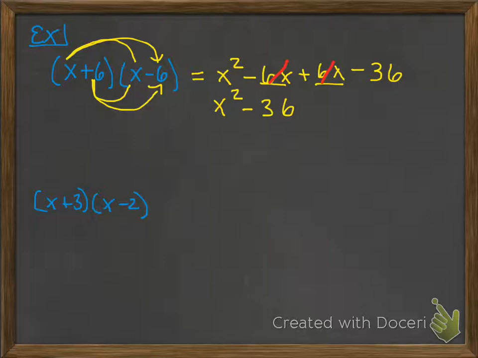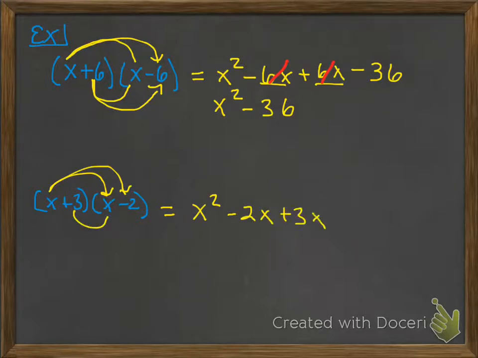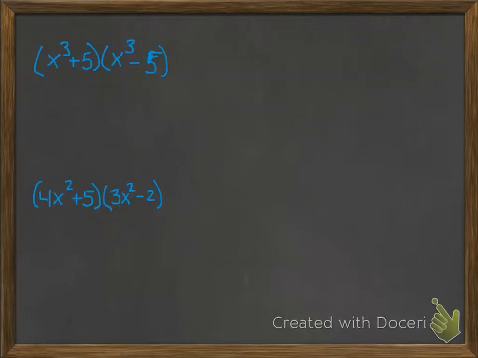Okay, we're going to go again. First, we get our x squares. Then we have minus 2x plus 3x minus 6. And now I combine anything that I can. x squared plus x minus 6.